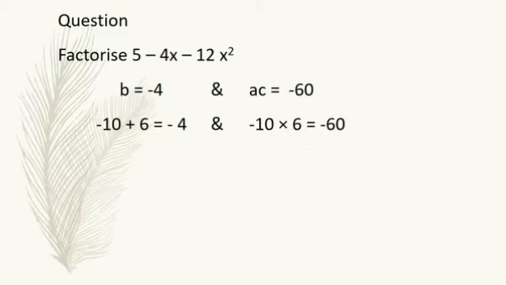Now we can write the polynomial as follows. 5 minus 4x minus 12x square is equal to 5 minus 10x plus 6x minus 12x square. Now by applying the grouping method, 5 minus 10x in one group and 6x minus 12x square in another group.